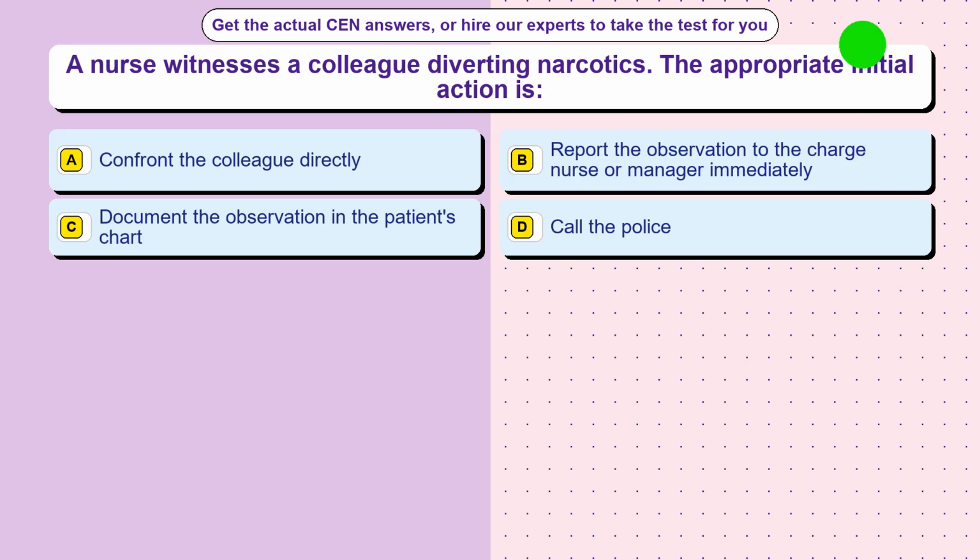Question 30. A nurse witnesses a colleague diverting narcotics. The appropriate initial action is: Option A, confront the colleague directly. Option B, report the observation to the charge nurse or manager immediately. Option C, document the observation in the patient's chart. Option D, call the police.